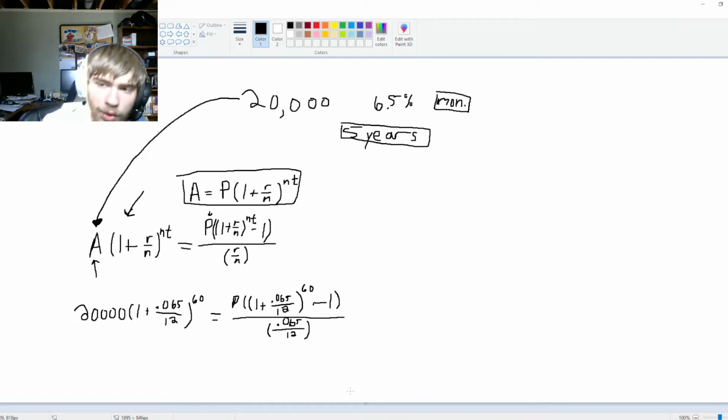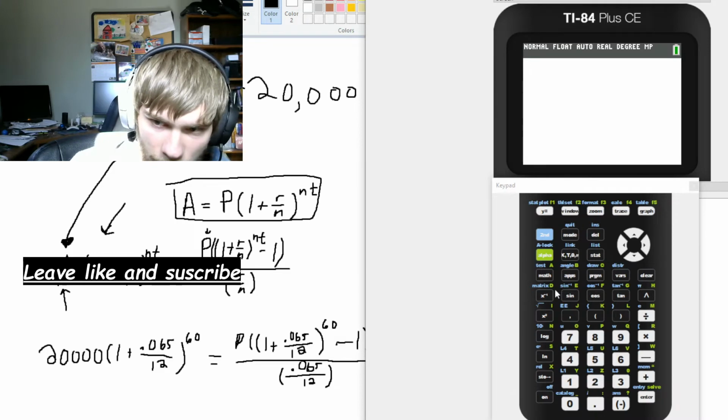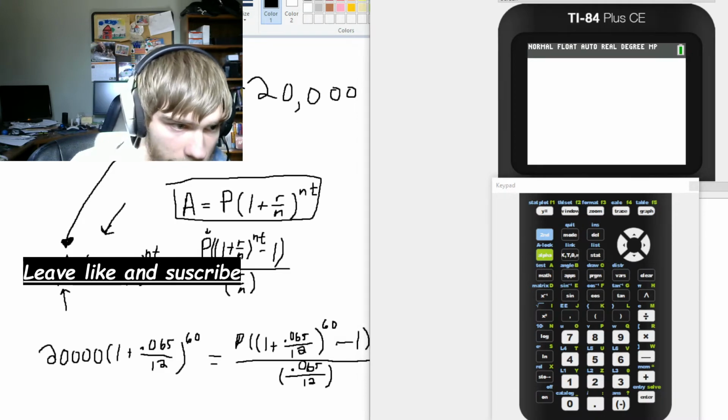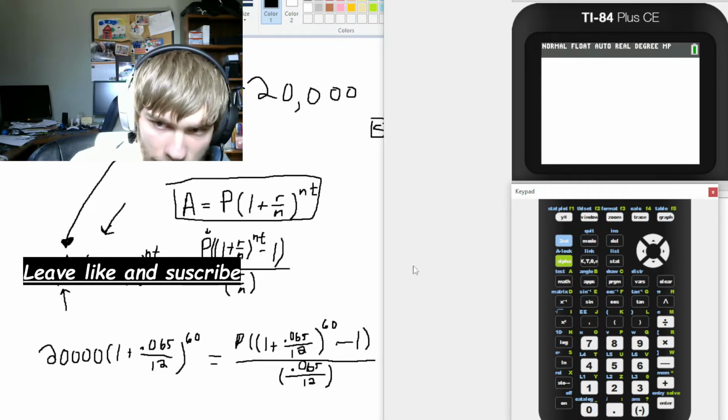Now I'm going to show you a cool trick on the calculator real quick on how to do this. So let's hop over to the calculator. And you can still see this formula down at the bottom for what we're using. Or let me slide this over. There it is. There's our formula that we just wrote out.